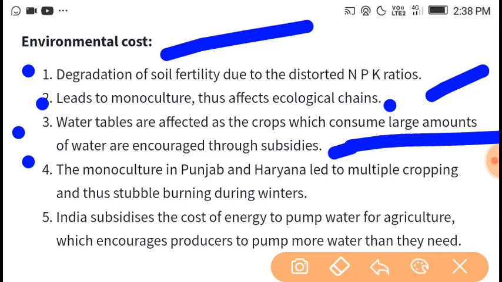The monoculture in Punjab and Haryana led to multiple cropping, thus stubble burning during winters.